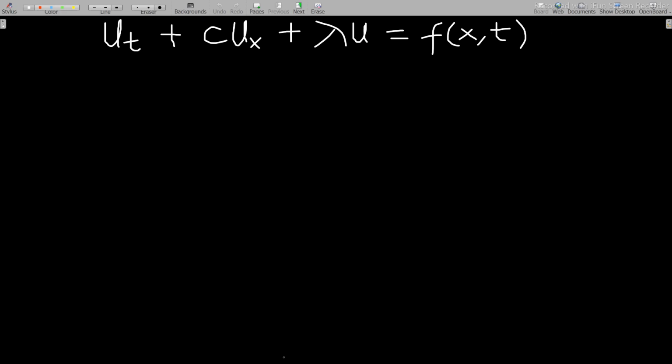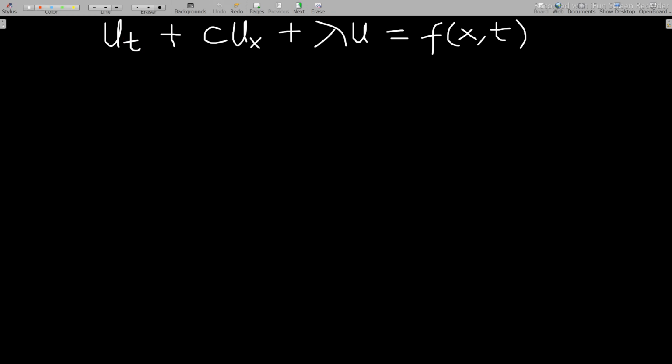In this lesson, we'll talk about what we call the transport equation. The transport equation is a first order PDE that has time as one of the independent variables. You can see that we have a derivative with respect to t, and that is what makes this a transport equation. We want to know the general solution for this.